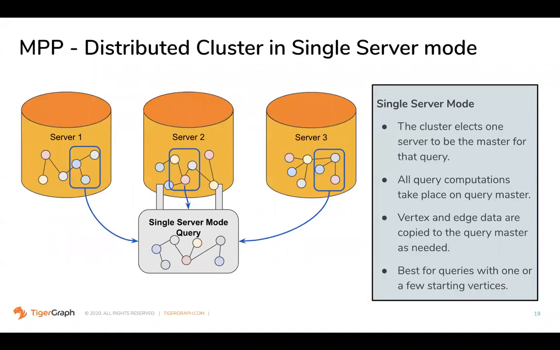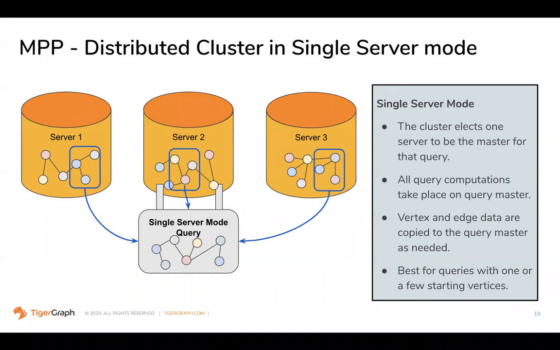Now I want to spend a few minutes on the different querying patterns themselves. If you think about an MPP system, it's not one single system. It depends on the type of workload you run. The system is able to adjust and provide a way to leverage resources in the most optimal way. So we have two modes in which you run queries. One is called single server mode, and the second is distributed mode. Single server mode, as the name suggests, concentrates all of the query processing on a single server. For example, if you have a simple query, then the cluster elects one server to be the master, and all of the computations happen in that master.